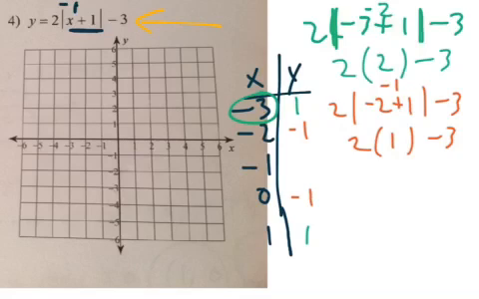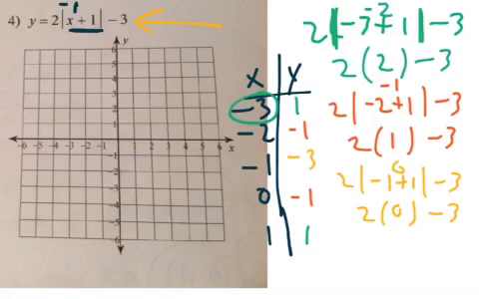Now the number -1 that made it 0, guys, is our vertex. Let's go ahead and plug that in just so you can see the math, even though it may not necessarily be necessary. But notice how I get a 0 here, and the absolute value is 0, and when I times that by 2, I still get 0. Minus 3 is -3. Now guys, all I have to do is graph it.